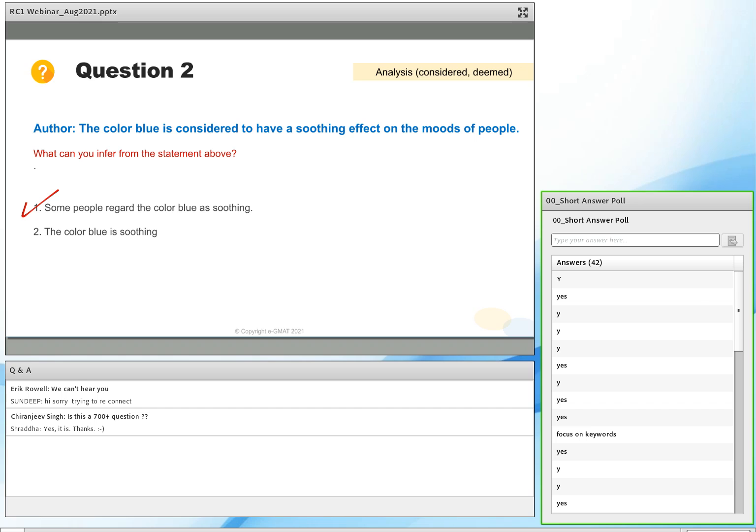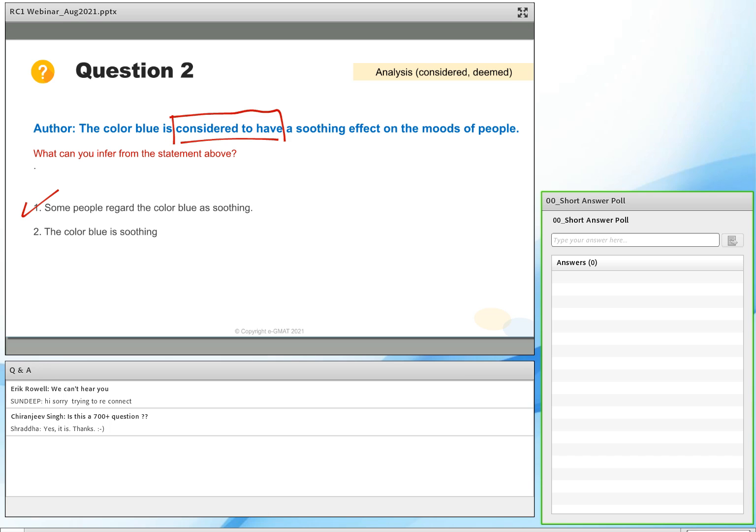And the reason for that is this very important keyword, considered to have. The question you have to ask is, hey, I'm the author, I'm telling you the color blue is considered to have a soothing effect on the moods of people. The question you should ask: who is doing this consideration? Can you be sure the author also considers blue to have a soothing effect? When you just say considered to have, it could be so many other people. How do you know for sure it is the author also?